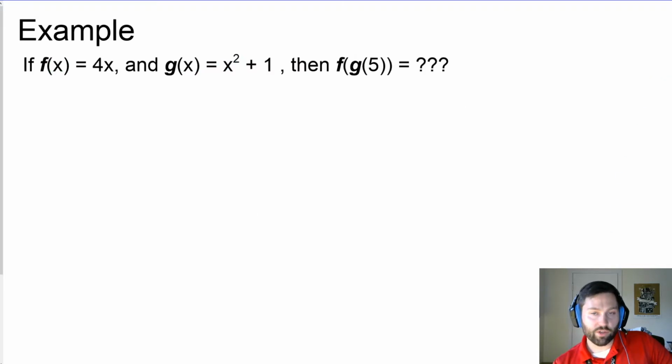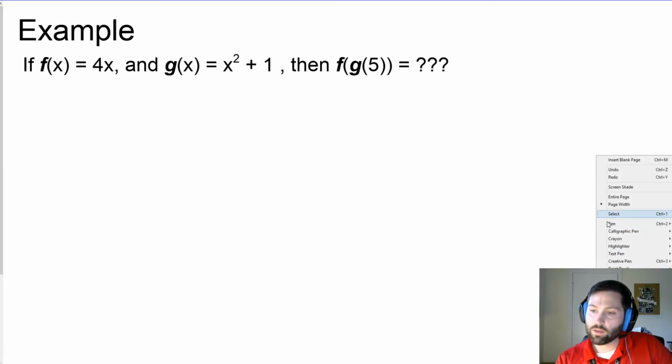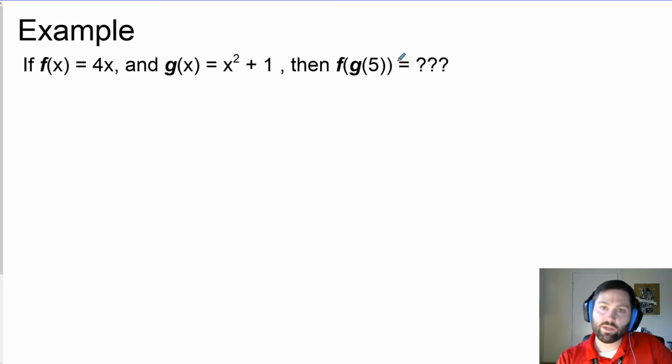So just another example. If f of x is 4x and g of x is equal to x to the second power plus 1, then f of g of 5 equals what? Okay, so again, they're telling me you need to take 5 and you need to put it into g. So g is going to get 5 here, here.